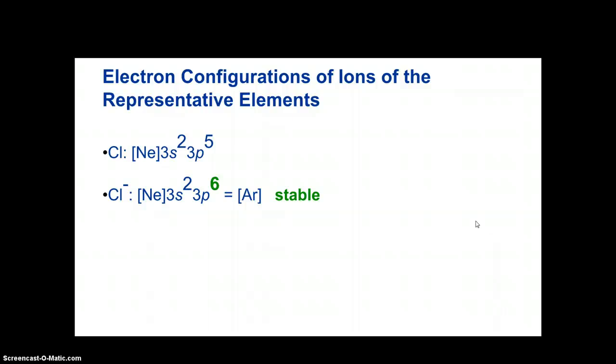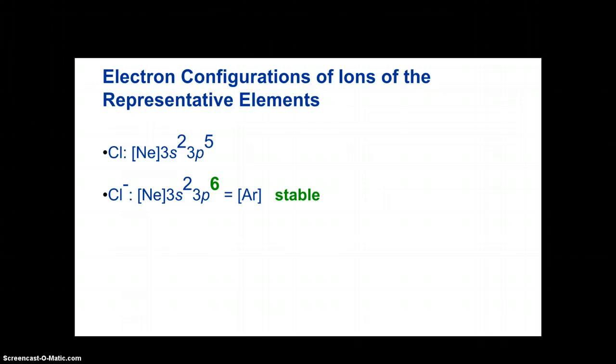Okay, just showing you electron configuration of ions. Once again, this is chlorine, and chlorine is going to gain an electron. We know that because it's got a greater electron affinity, and it's going to form 3s2 3p6, which is basically its argon electron configuration. We know that, no big deal.